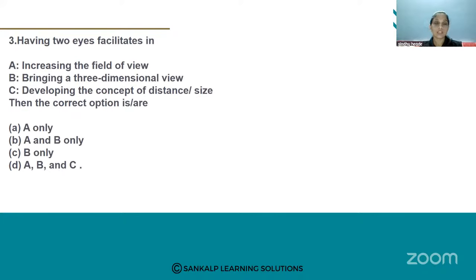So next one, having two eyes facilitates increasing the field of view, bringing a three-dimensional view, developing the concept of distance or size. Then the correct options is or are: A only, A and B only, B only, A, B and C all.